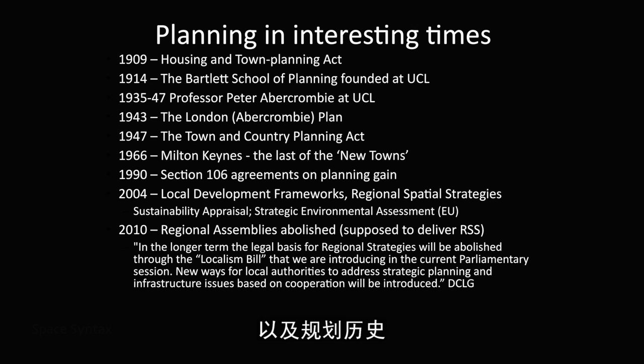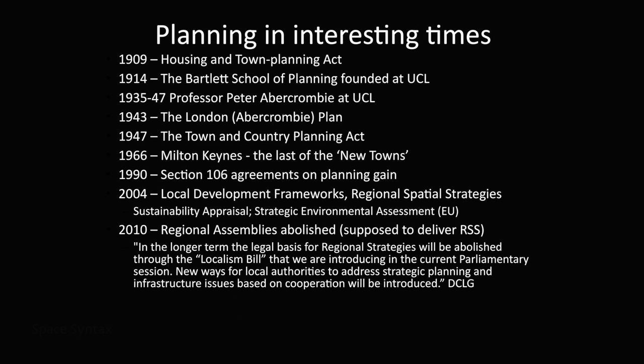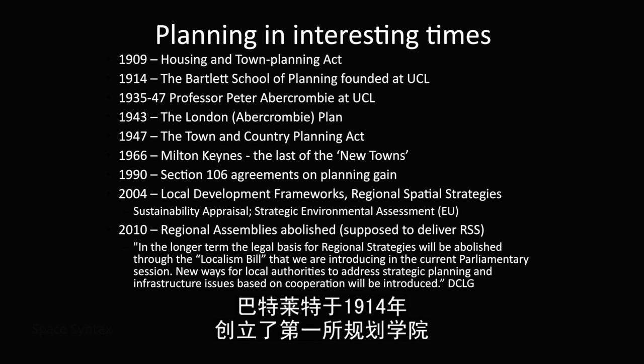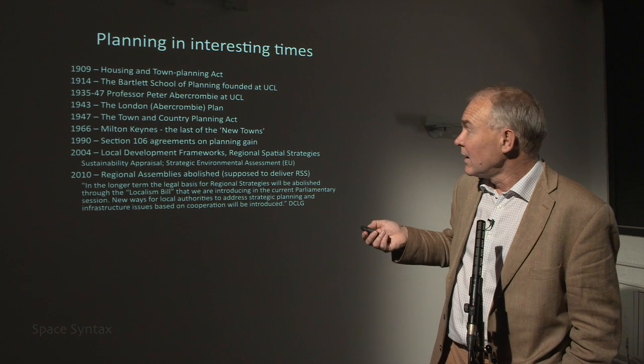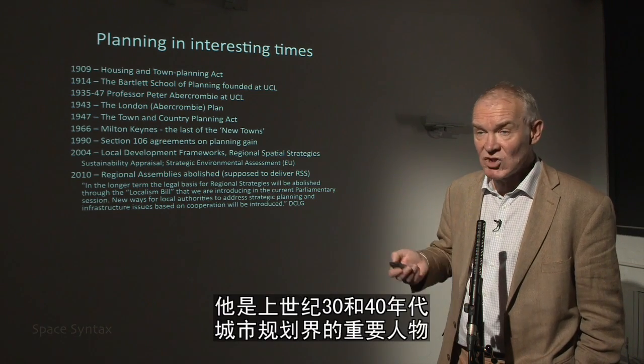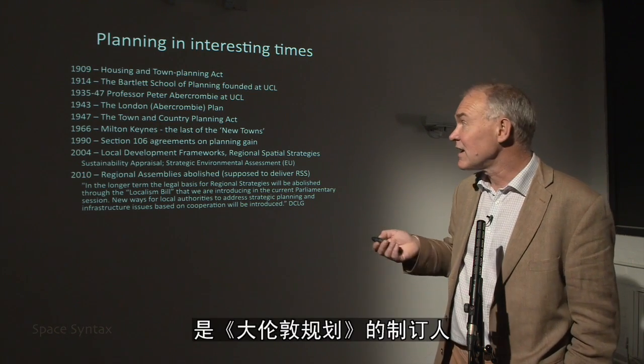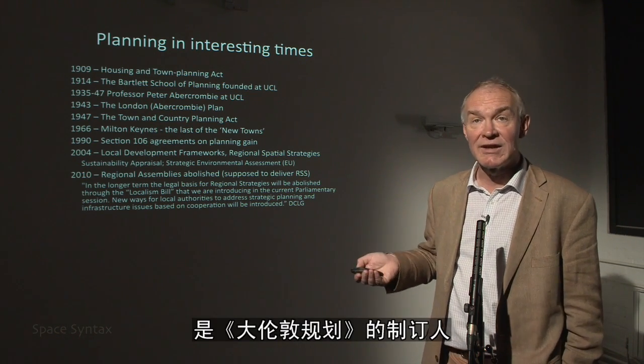I'm going to be talking about the history, and the history starts in the UK in 1909 with the Housing Act. It was actually very shortly after that time that the Bartlett founded its first school of planning in 1914. Professor Peter Abercrombie was our professor and a major figure in the planning field in the 1930s and 40s. And he, in fact, established the Abercrombie plan for London. That's the first time that a major world city had a formal plan.